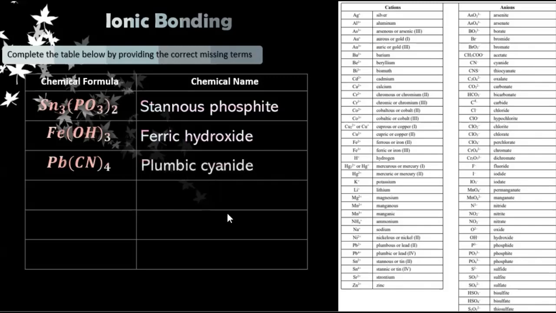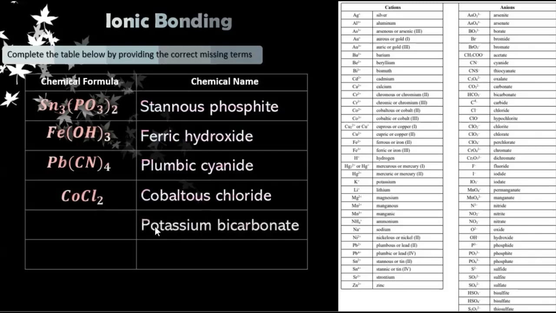Next example given is the chemical name cobaltous chloride. So cobaltous, that is Co2 plus, and chloride is, where is it? Cl negative. Therefore, the formula would be CoCl2.